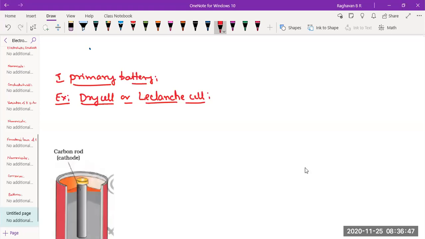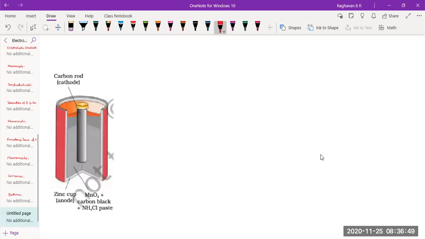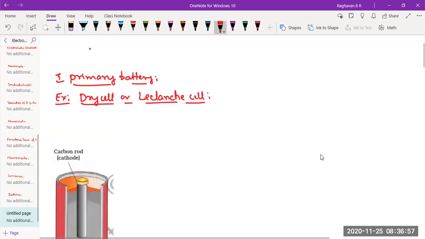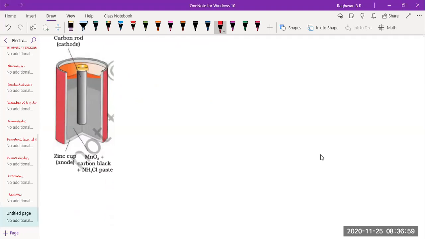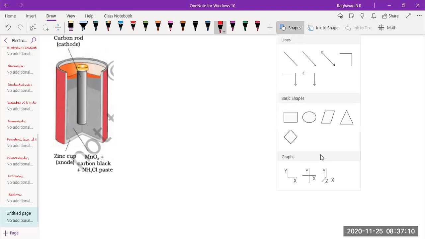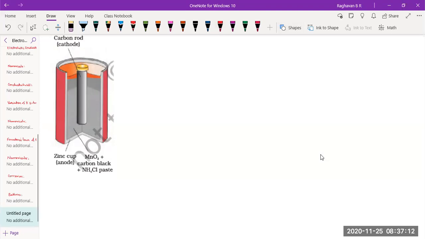The battery looks like this. The writing diagram is not required for any battery, but since this Leclanche cell is especially a simple one, let me try out writing the diagram. This is actually as per they have given in the NCERT book. Remaining batteries all require three-dimensional representation, not required to write. Okay, so I would just go with this.